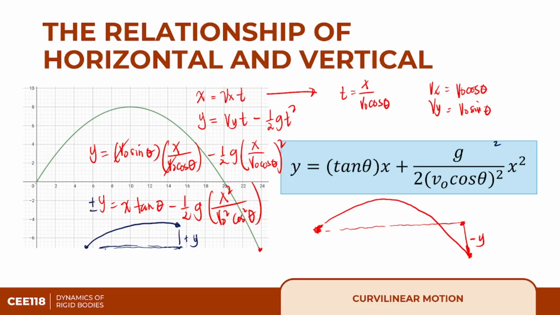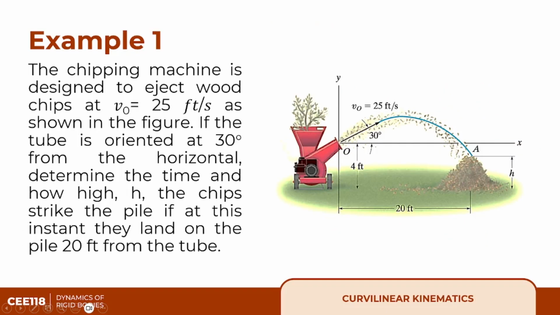If it lands above the reference point, that is positive. If below the reference point, that is negative. There are problems later that we will consider where the landing is below your reference line. Sige, let's try to illustrate some examples to understand better. So, let's try example number 1.